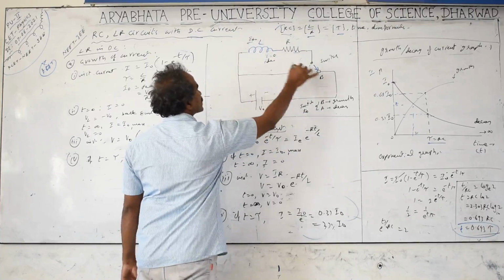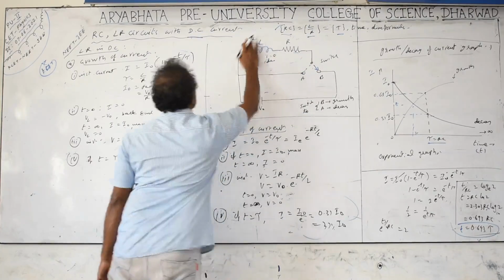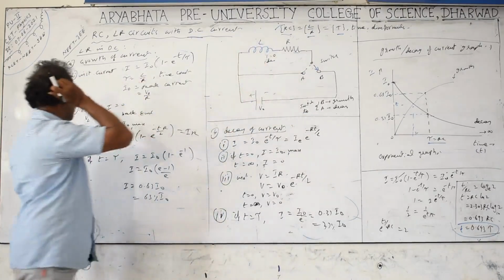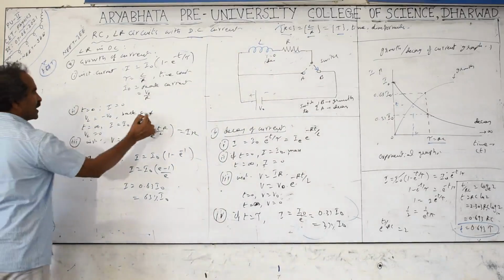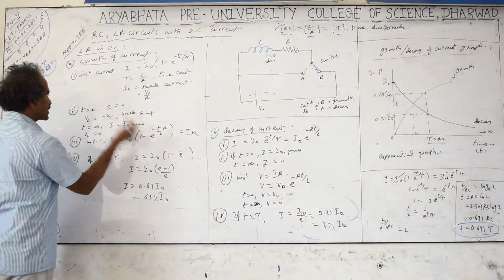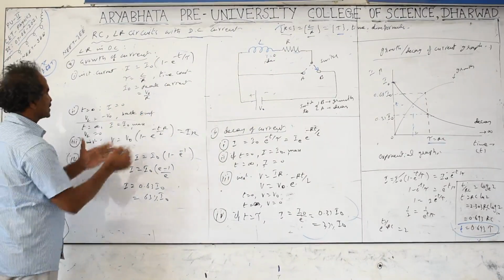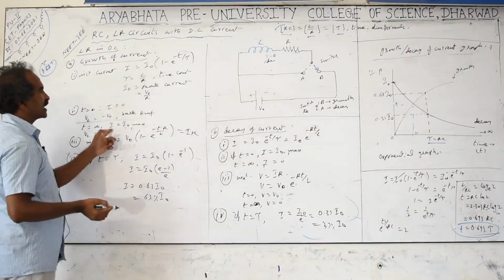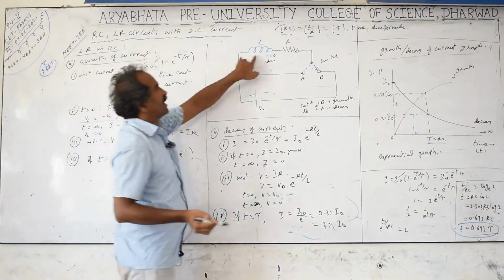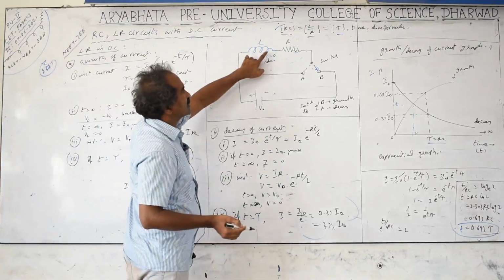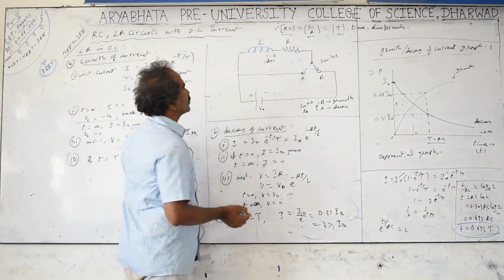At the instant the switch is closed, the current through the inductor is 0, so a back EMF is produced. That back EMF is equal to minus V naught, opposite to the external battery voltage. After t equal to infinity, a long time, the current slowly increases and becomes maximum. The inductor then behaves just like an ordinary resistance wire, and the current through it becomes maximum.